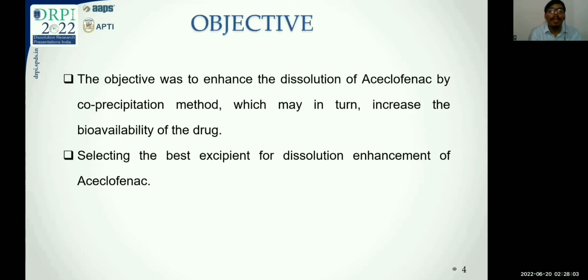Objectives. The main objective was to enhance the dissolution of aceclofenac by co-precipitation method, which in turn increases the bioavailability of the drug, and also to select the best excipient that is suitable for dissolution enhancement of aceclofenac.